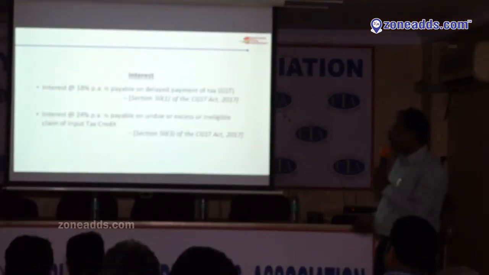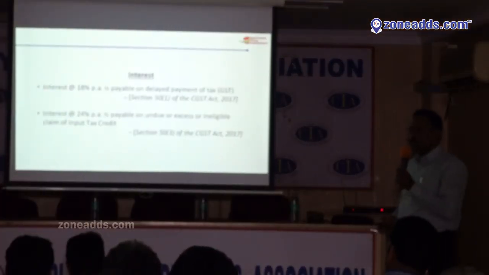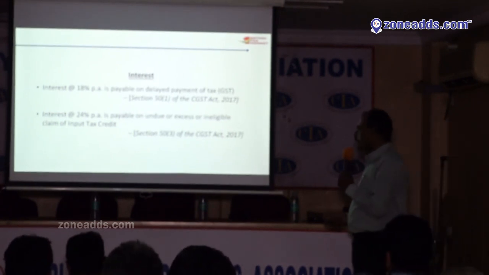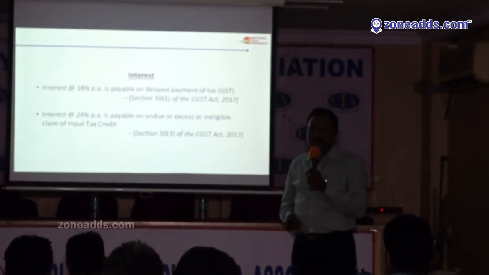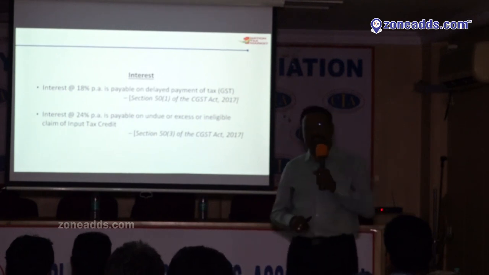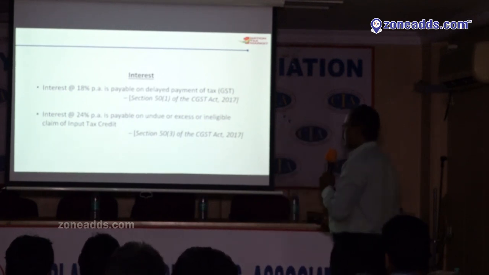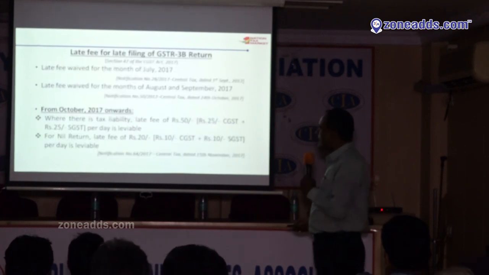Interest is 18% under section 50, that is for normal delay. In case of section 50(3), interest is 24%. Mostly that is for mismatching of the credit. When the credit is mismatched, you have to pay 24% interest.